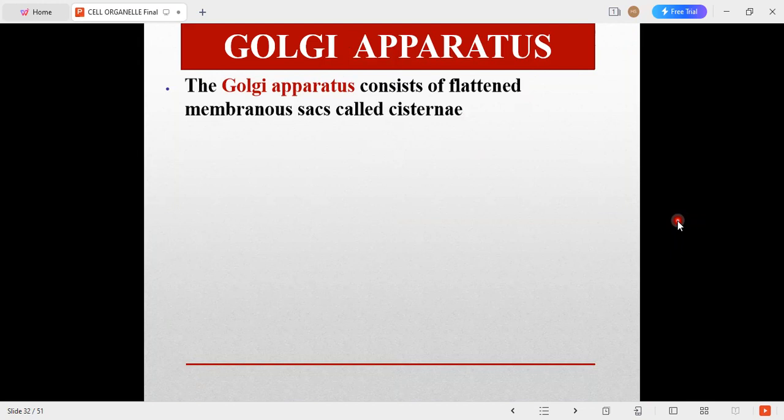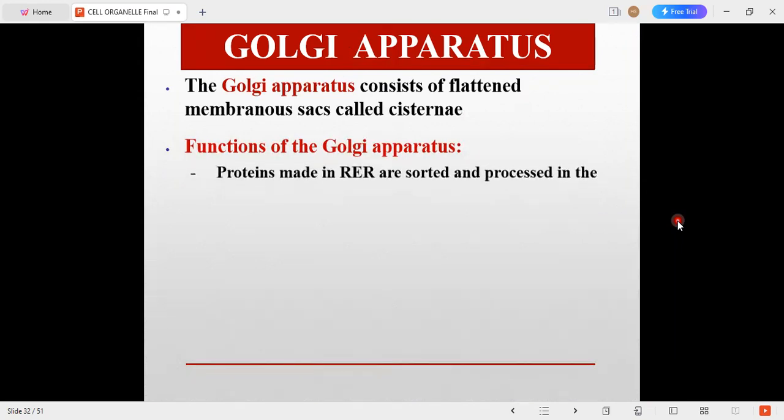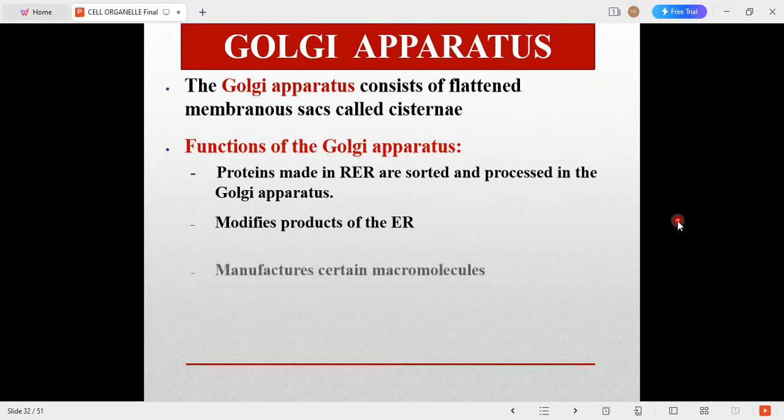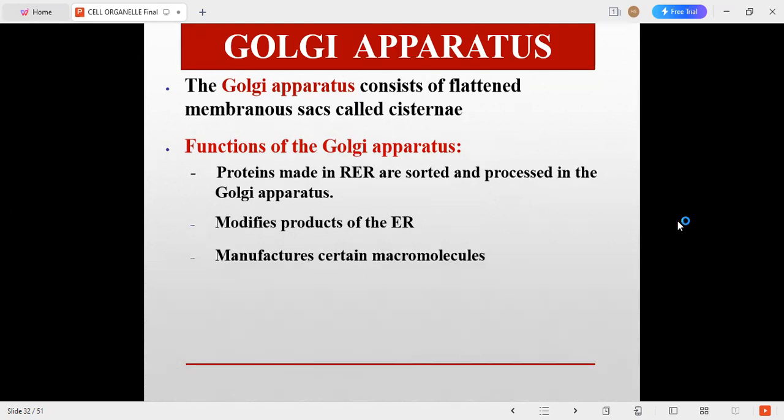The Golgi apparatus consists of flattened membranous sacs, which are known as cisternae. And the function is that proteins made in the rough endoplasmic reticulum are sorted and processed in the Golgi apparatus. Moreover, glycolipids and sphingomyelin are synthesized in the Golgi apparatus.